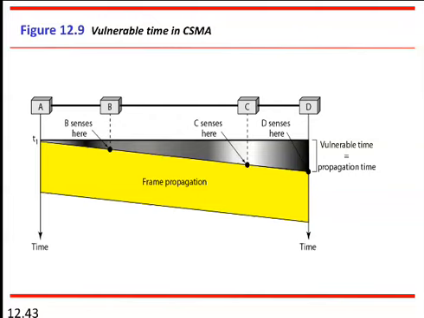B can sense here. This is only one frame which is transmitted from A to D. At time t1, a frame is sent from A, and after some time duration the frame is received at station D, and this is said to be the propagation time. So during this frame propagation time, if only one frame is sent, then the collision can be avoided, and this is said to be the vulnerable time in CSMA.